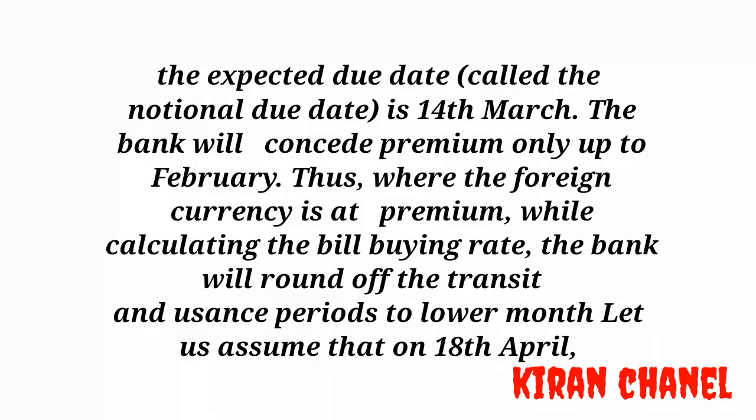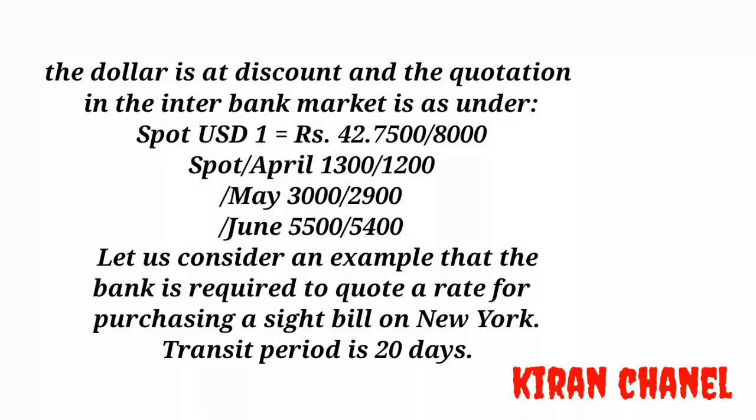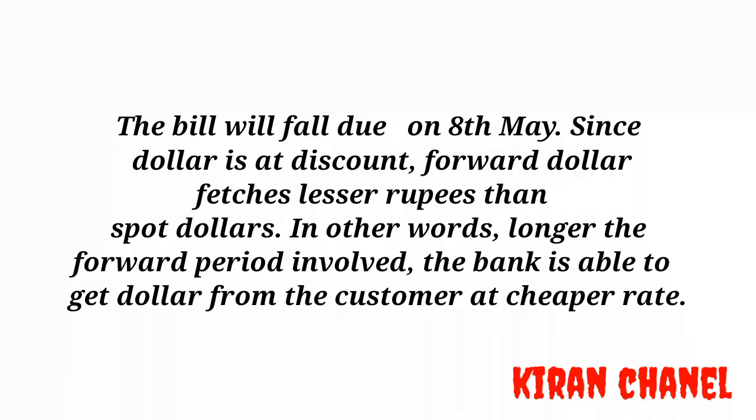Let us assume that on 18th April the dollar is at discount and the quotation in the interbank market is as under: spot USD 1 equals Rs 42.7500 to 8000. Spot April 1,300, 1,200. May 3,000 to 2,900. June 5,500 to 5,400. Let us consider an example where the bank is required to quote a rate for forwarding a sight bill on New York. Transit period is 20 days. The bill will fall due on 8th May.